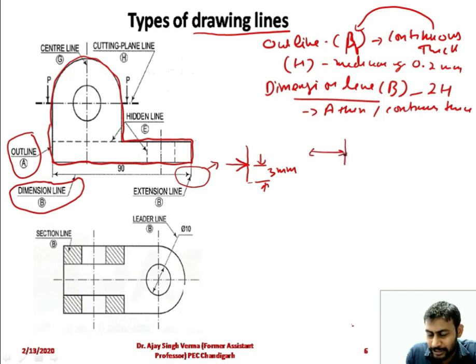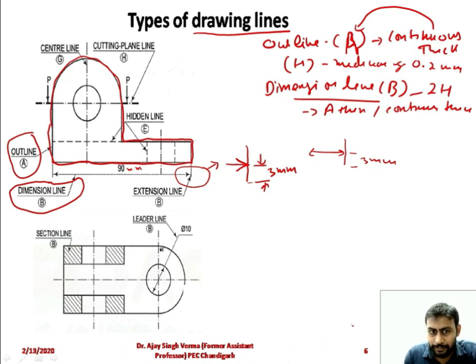This is perpendicular to the dimension. This is the extension line, and the extension line from the arrowhead has a distance of 3 mm. So I am elaborating this type, and this is 90. All these dimensions are in mm. Clear? In the dimension line there is one more line.